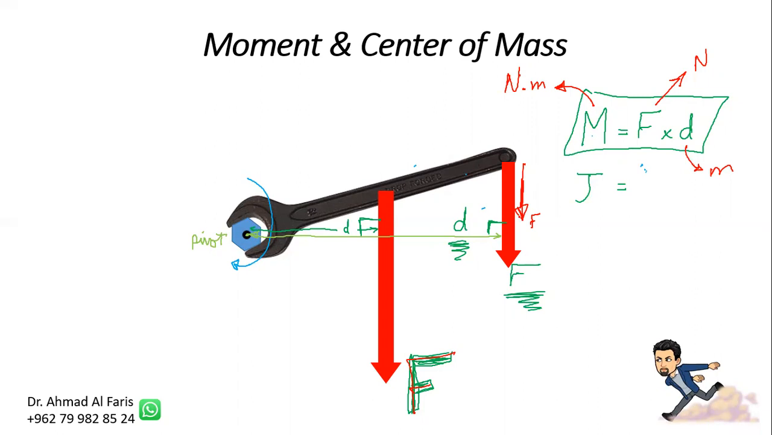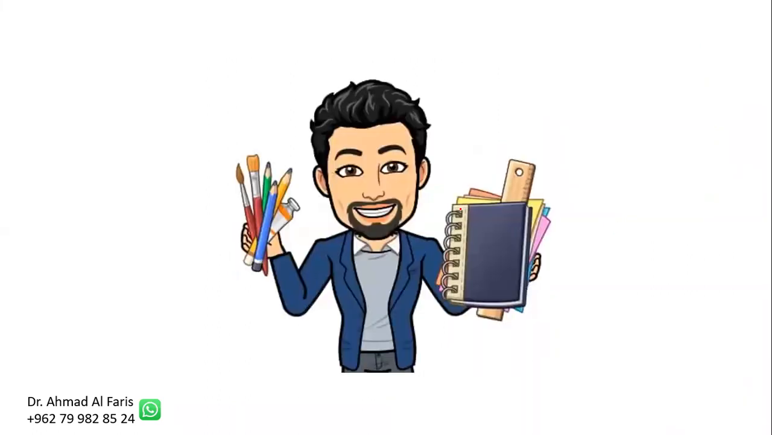So for example, in the first situation it was 20 Newton multiplied by the whole length of the spanner, which is 30 centimeters. If I put 15 centimeters, I convert it into meters. The force that makes the same moment should be 40, twice. Okay, good so far. Let's move on with more details.